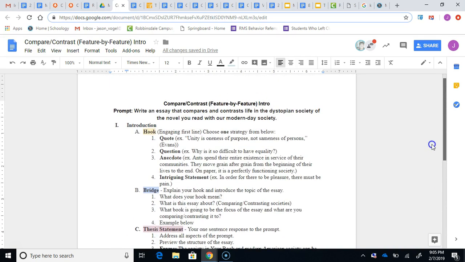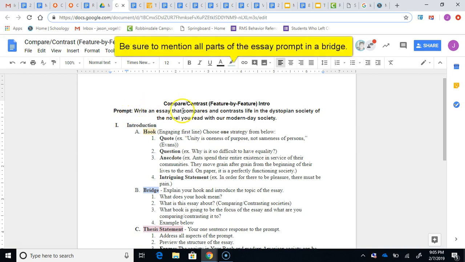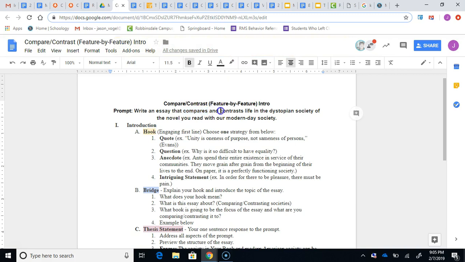So if you notice, I hit on every part of my essay prompt. I talked about comparing similarities. I talked about contrasting differences. I talked about dystopian societies. And I talked about modern day society. I even named the specific novel that I am reading. As long as you can do all of those things, you have done a successful hook or a successful bridge.